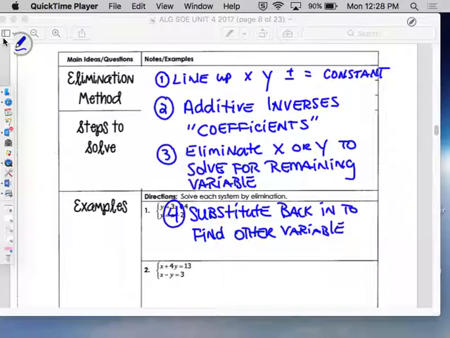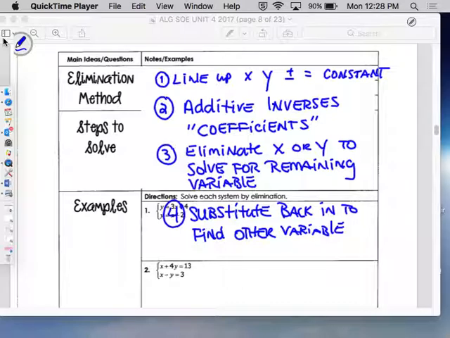And then you're going to add the 2 equations together in the third step to temporarily eliminate either x or y, depending upon which variables had additive inverse coefficients. You'll temporarily eliminate either x or y, and then you can solve for the remaining variable.